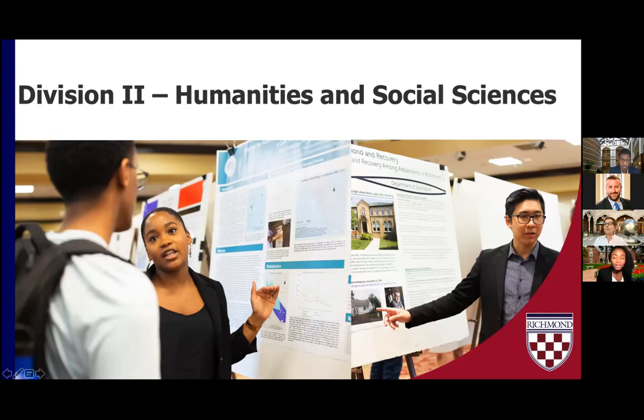So thank you, Dr. Bauer, for going over declaring a major and a minor. I would just like to talk a little bit about Division 2, the humanities and the social sciences. And I'm not certain if Dr. Bauer went over this, but students can major, double major, or minor in academic disciplines such as education, geography, health, history, journalism, philosophy, political science, religious studies, rhetoric and communication studies, and sociology and anthropology.